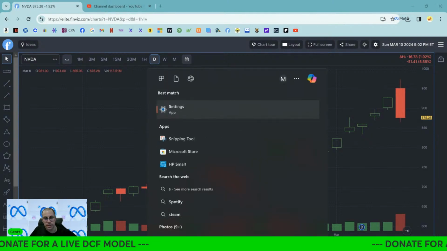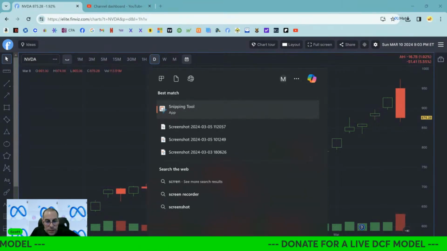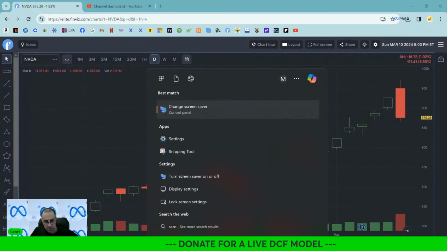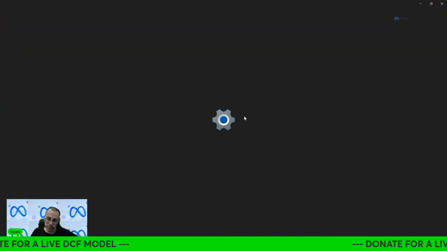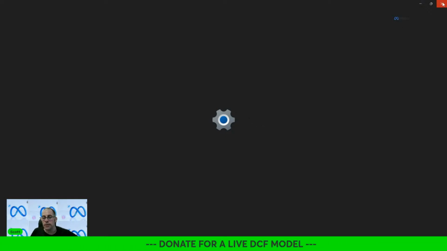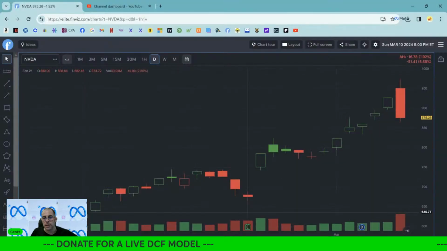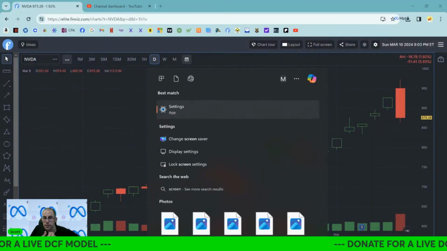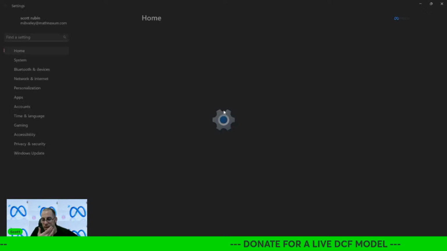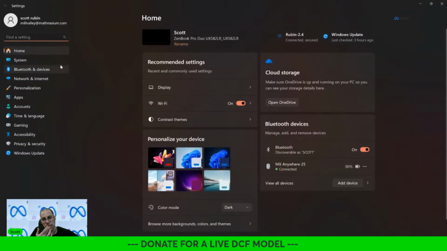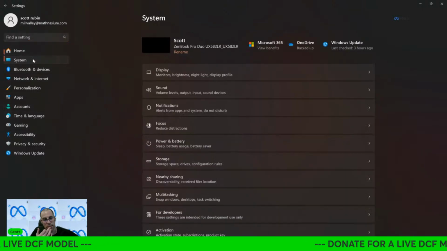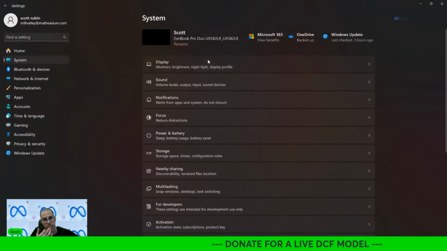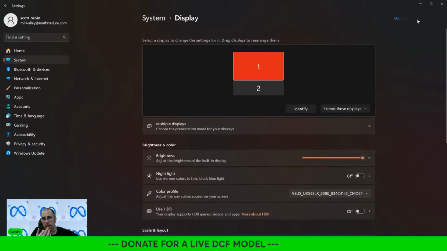Let me just check. It seemed like my screen got darker. Confidence indicator. I'm going to try to go through each indicator. It is the most bright.